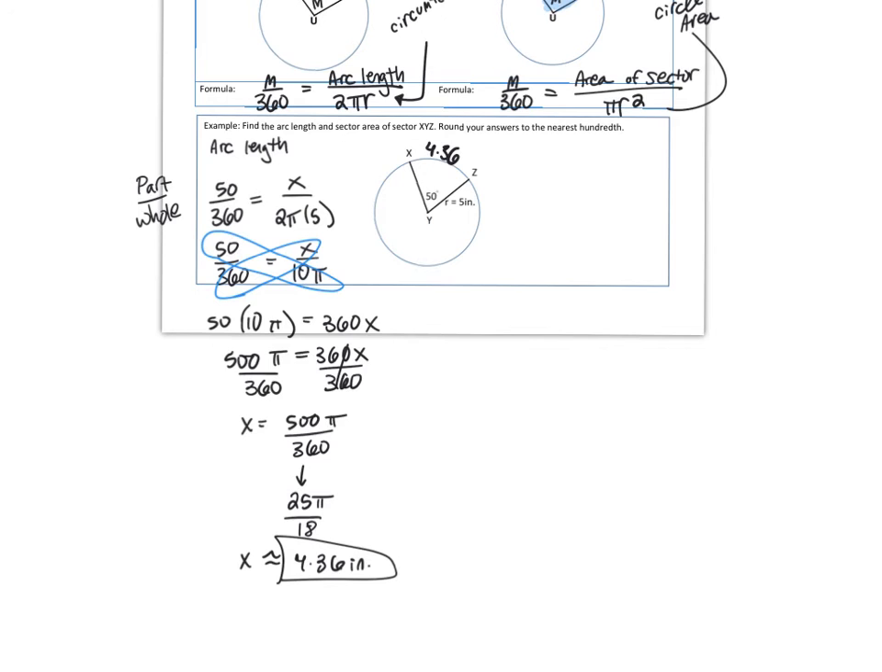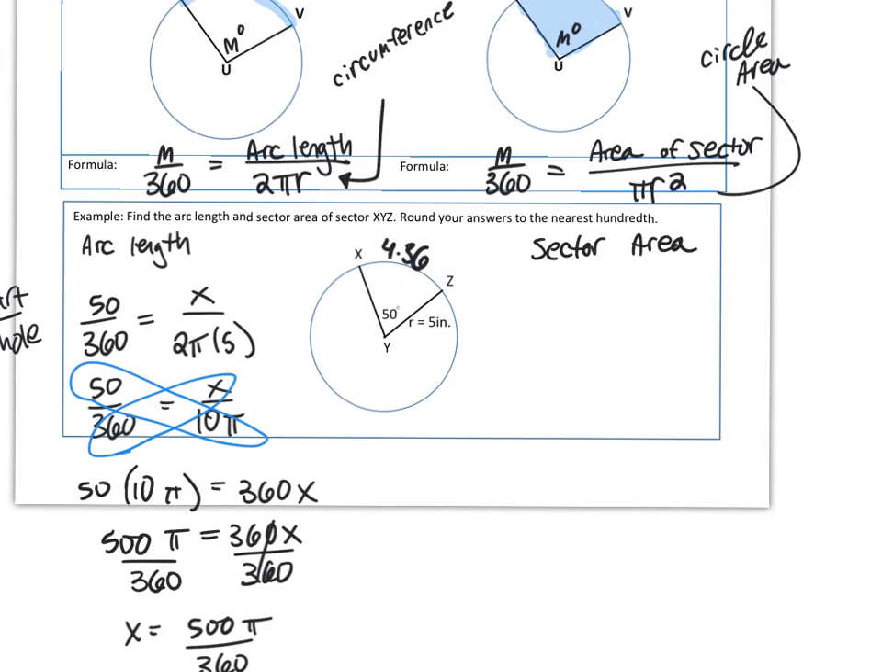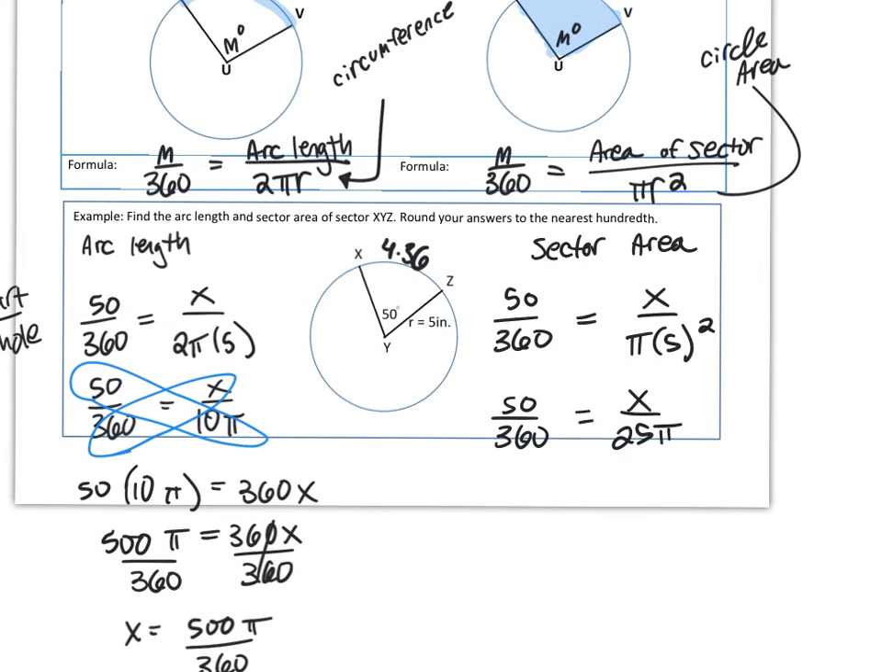Now let's talk about the sector area. Our proportion will be almost exactly the same. We're going to have 50 over 360 because we have the same central angle, but this time we're going to have x over the formula for area, which is pi times 5 squared, since 5 is our radius. And from here we use the same process to solve for x, so I'm going to use my cross products. So 25 pi times 50 equals 360x.